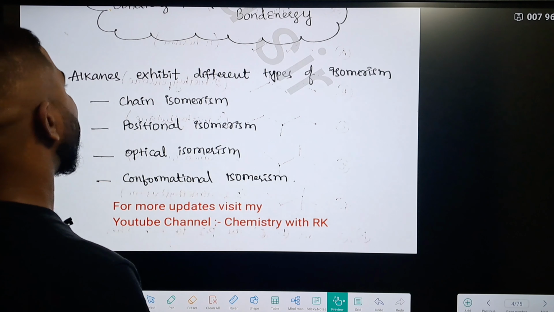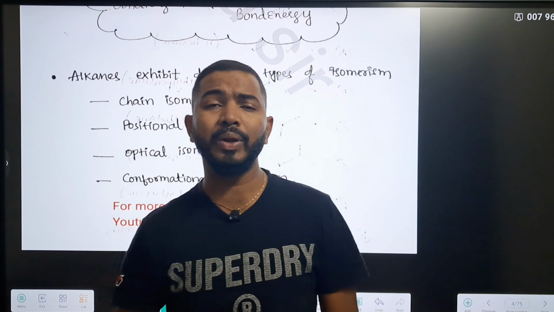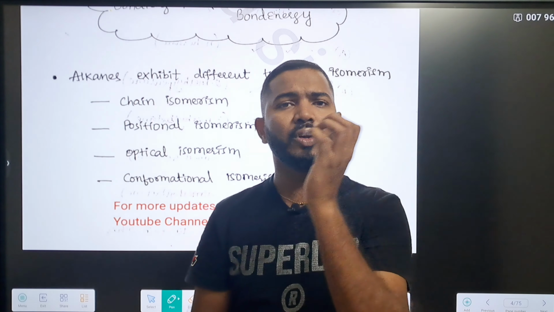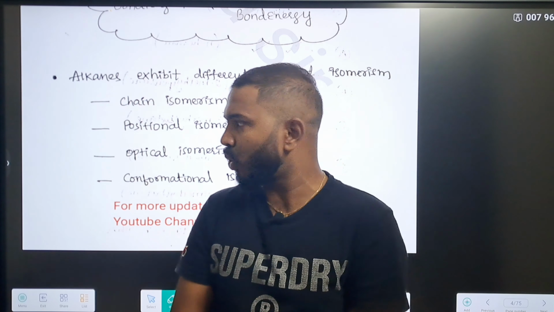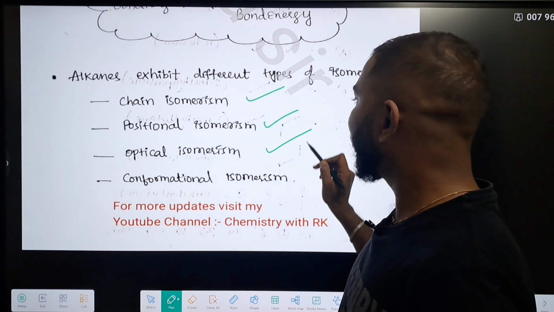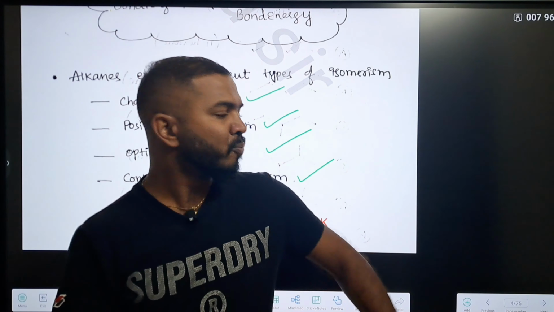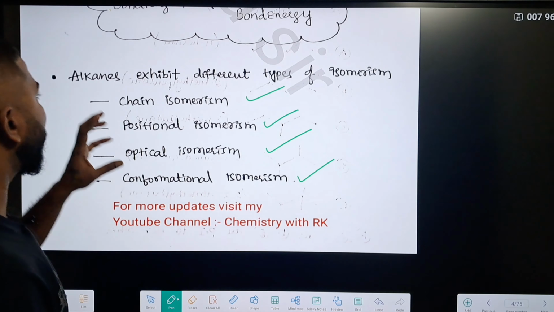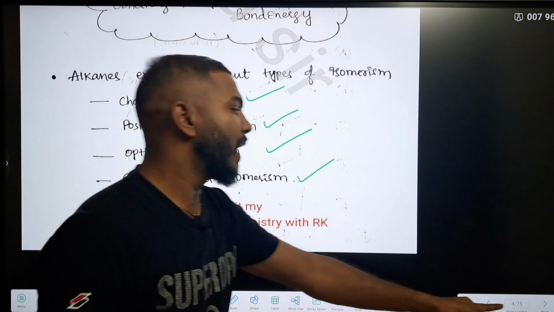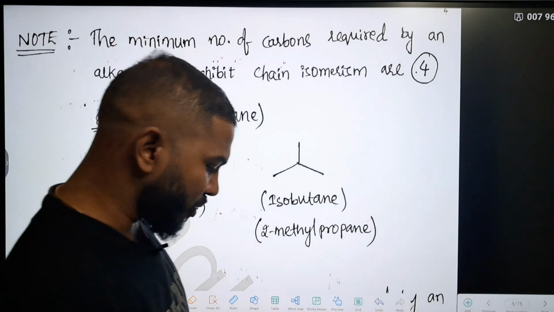Now next, when it comes to isomerism, alkanes generally have a tendency to show chain isomerism, positional isomerism, optical and then conformational. About these four we are going to discuss clearly in the next slides. Hope you understood. Generally alkanes are going to show these four varieties of isomerism. Next, let us move to the first one, that is chain isomerism.